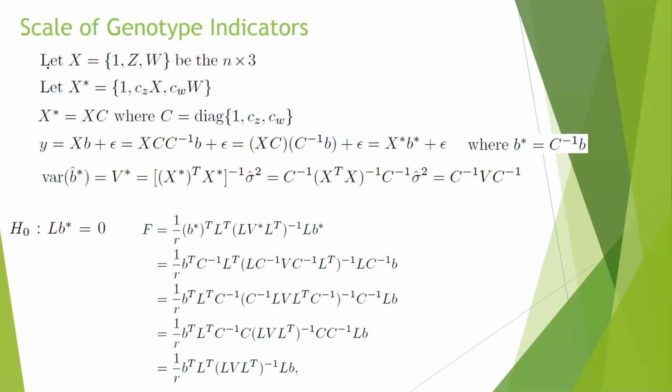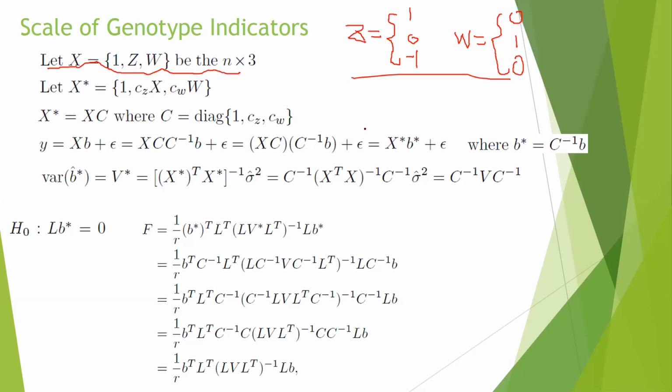Now this is how we define the original linear model, right? We use Z equal to 1, 0, or minus 1 for the 3 different genotypes. We use W to represent the dominant effect, 0, 1, and 0. Do you agree with me so far? Yep. Okay, good.